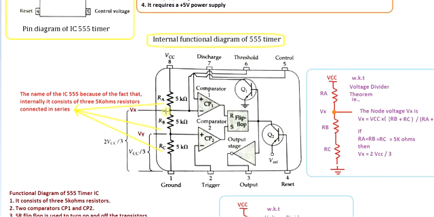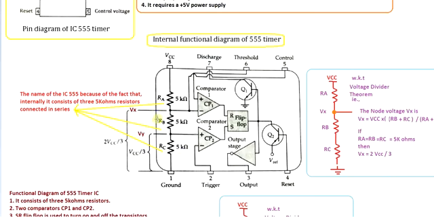So first let's find the answer to why the name 555. The IC is named 555 because internally it consists of three 5 kilo ohm resistors connected in series. You can observe here, from pin 8 to the ground pin, all three resistors are connected in between, so that all of them have the same value: 5 kilo ohm, 5 kilo ohm, 5 kilo ohm. Because of this they share the name IC 555. This is the reason behind that.